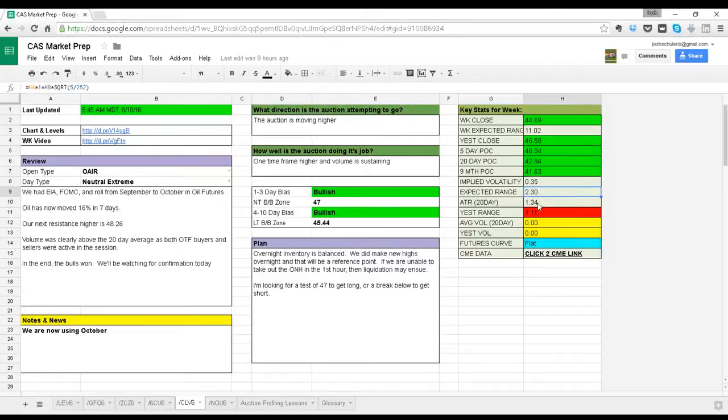Now the average trading range is less than that. It's $1.34, and then this was not today's range, but yesterday's range was $1.11. So you can see where we were relative to what was possible. But this is a great tool to use.